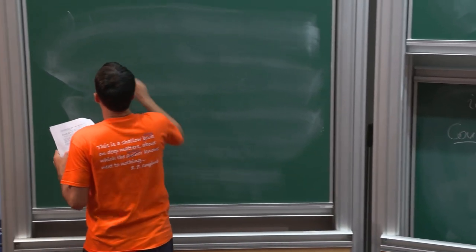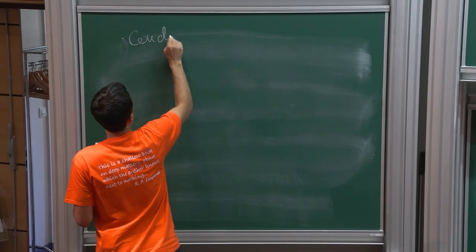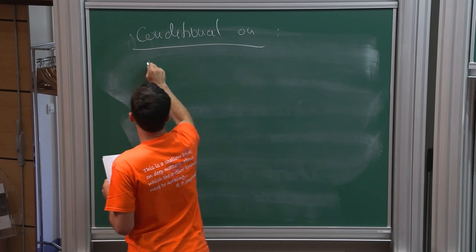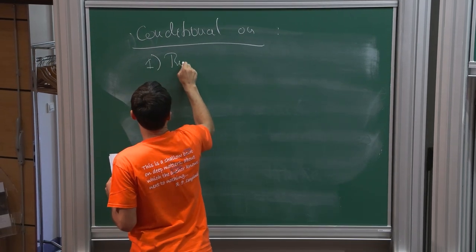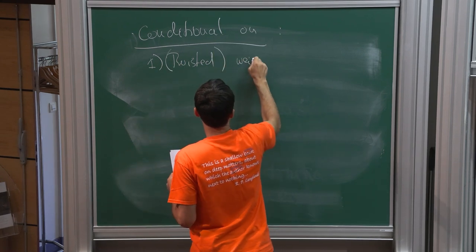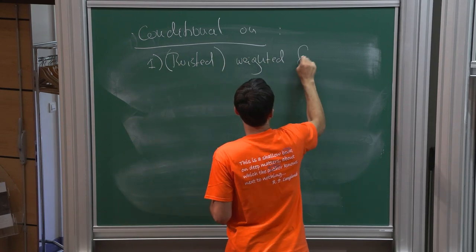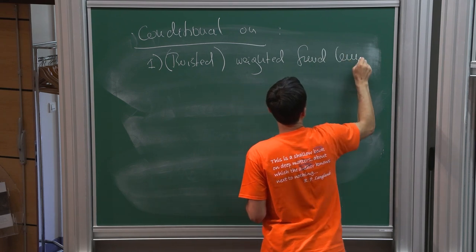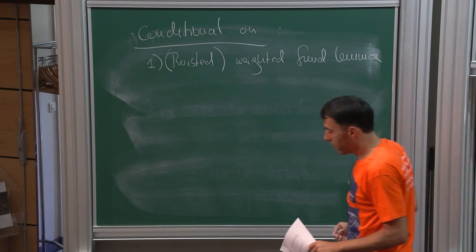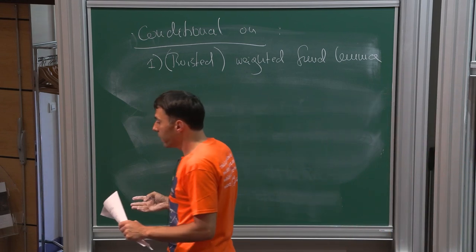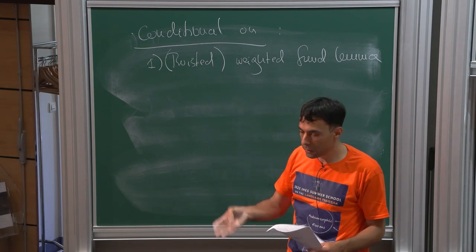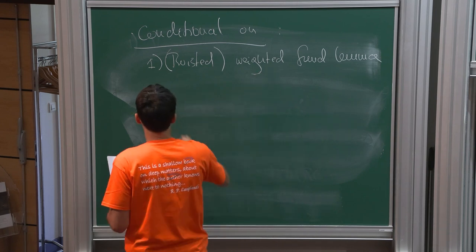Conditional on number one, twisted and also not twisted, weighted fundamental lemma. The non-weighted versions were established by Bao, Chao, and Go, and then transferred to characteristic zero by Waltz-Purger or by motivic integration, but the weighted is still outstanding.